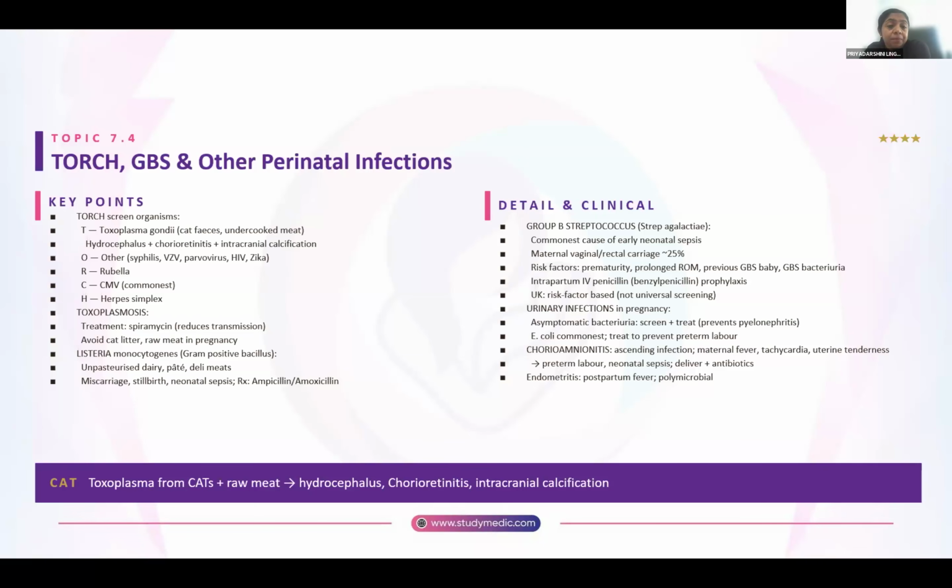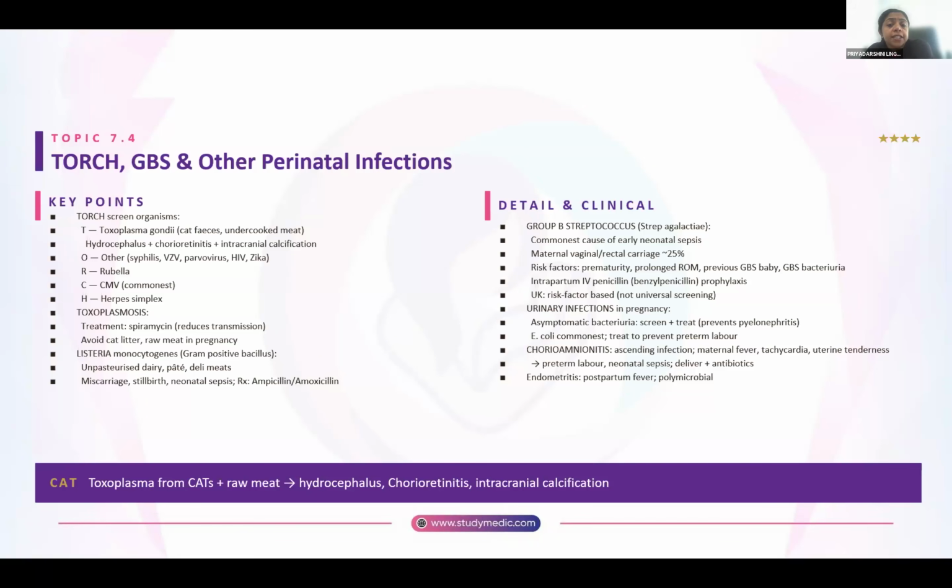Now coming to GBS. GBS is given a lot of importance. The organism is Streptococcus agalactiae. This is the commonest cause of early neonatal sepsis. Now you understand why this is given a lot of importance, because of the sepsis it is associated with. The maternal vagina and rectum carriage rate is almost 25%.